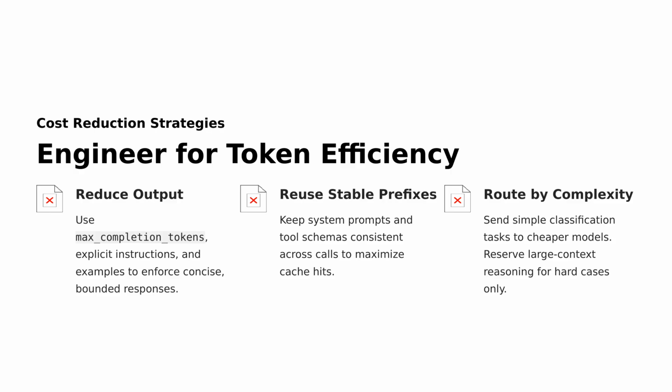First, engineer for token efficiency by setting max completion tokens and giving clear instructions and examples so responses stay concise. Second, reuse stable prefixes, like consistent system prompts and tool schemas, to improve cache hits across requests. And third, route by complexity. Use lower-cost models for simple classification, and save large context reasoning models for the harder cases.